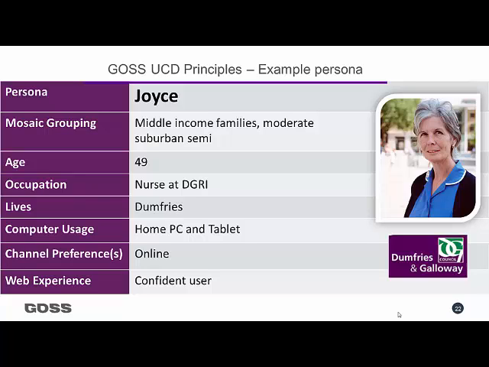As you can see, we have a persona called Joyce. She's from a middle-income family in a modern suburban area. 49 years old, a nurse, comes from Dumfries and is used to using a home PC and tablet. She prefers to use online, and she's a confident user of the web. This is the sort of information we like to gather about our users so we can find out what the best solutions are.